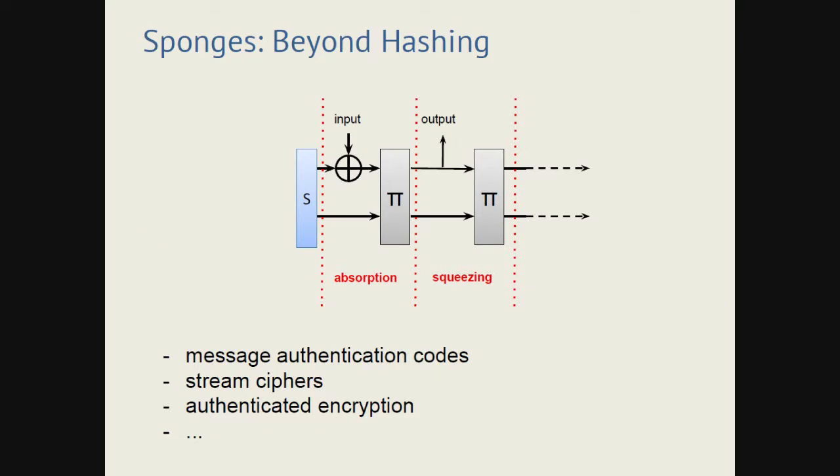But sponges go well beyond hashing. I'll just mention message authentication codes, stream ciphers, and authenticated encryption as several further applications. And the main building blocks when you are using the sponge paradigm are always these two: absorption into the state of the sponge, and squeezing some data out of the sponge by taking the upper part of the state. Okay, so this was a quick intro to sponges.